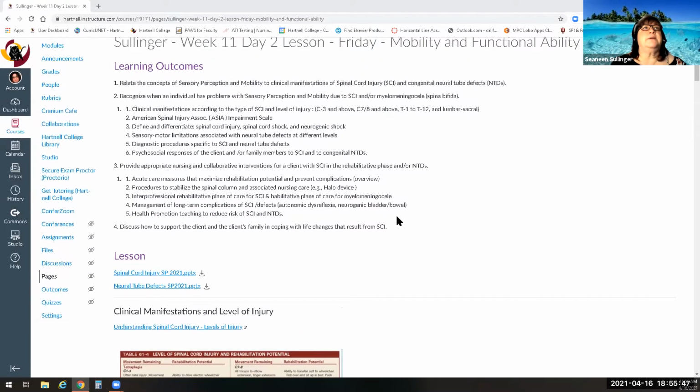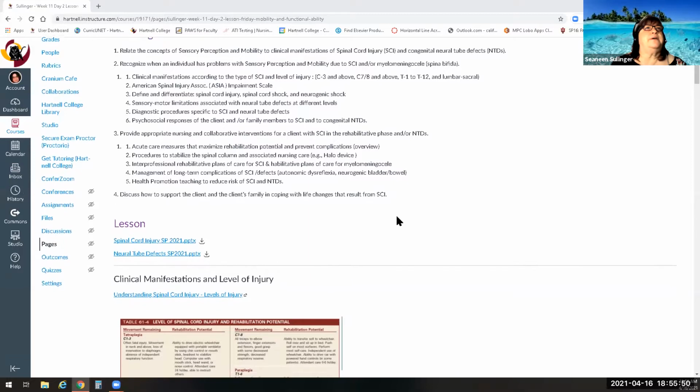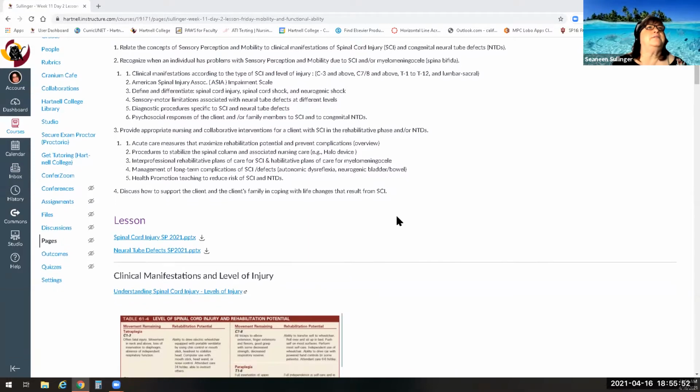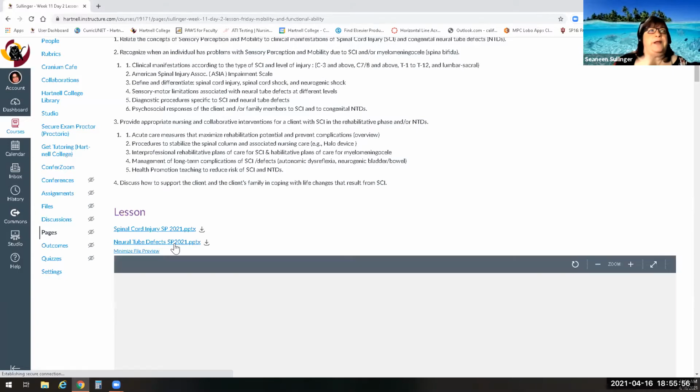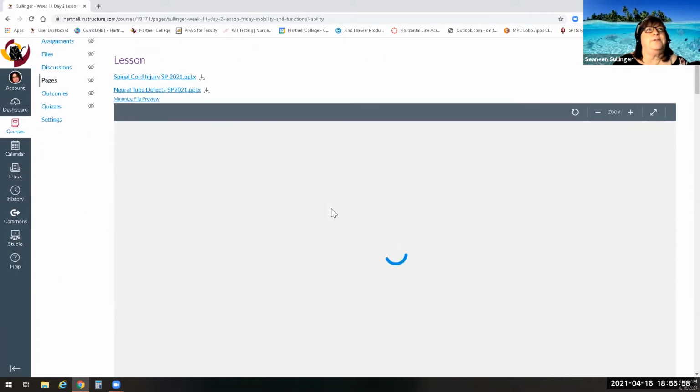So one of the things that we want to look at, let's go down to, actually, I just lied to myself because I don't like the way that's set up. Let's do neural tube real quick. I'm just going to point out a couple slides for you to know.